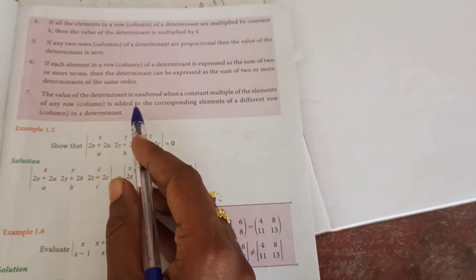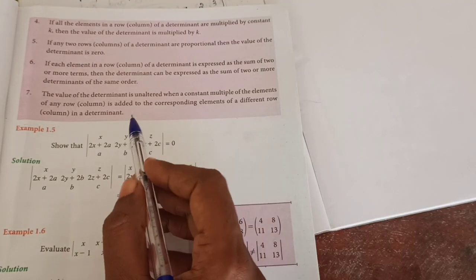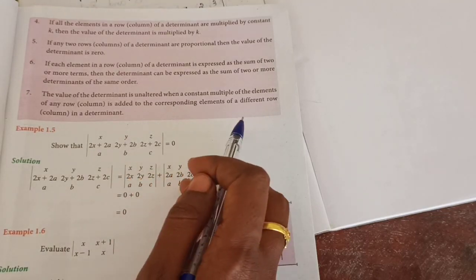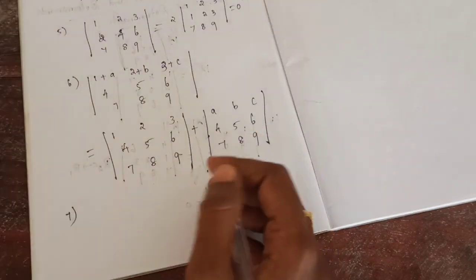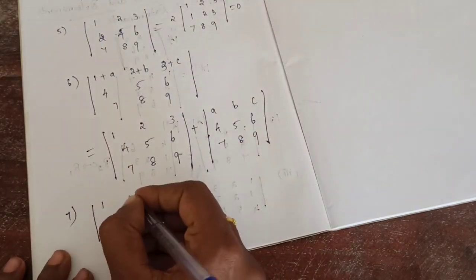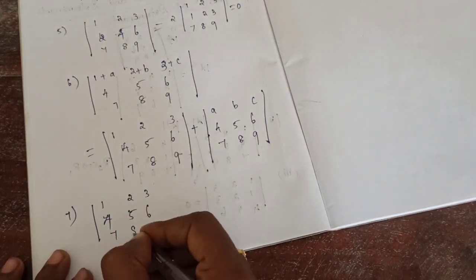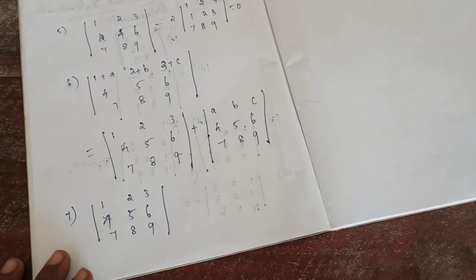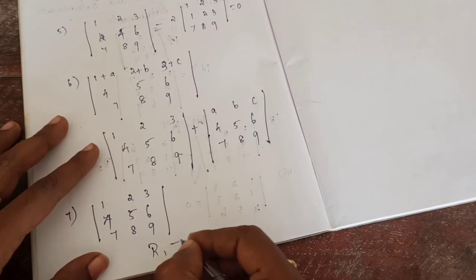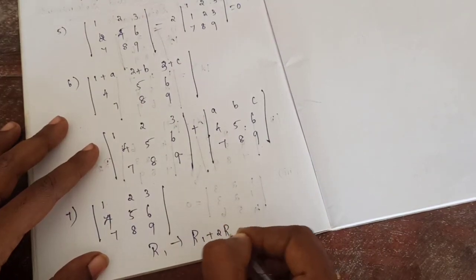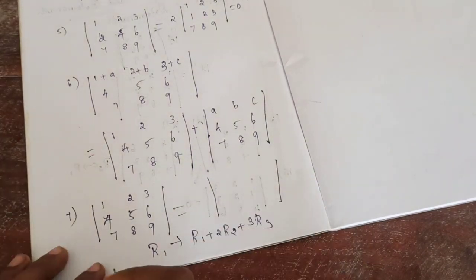Okay. Then the next one is the 7th one. The value of the determinant is unaltered when a constant multiple of the elements of any row is added to the corresponding elements of a different row in a determinant. So the meaning is, I will give an example. That is 1, 2, 3, 4, 5, 6, 7, 8, 9. Here what they are saying is, I can replace R1 with R1 plus 2R2 plus 3R3. So this determinant must be equal.